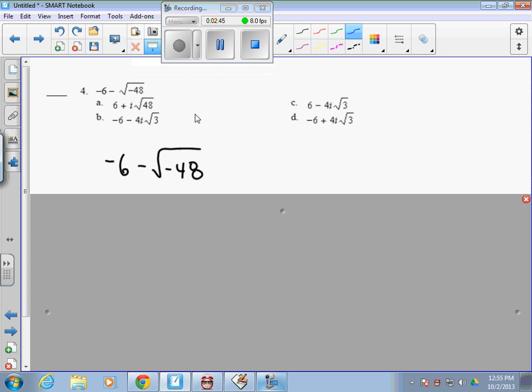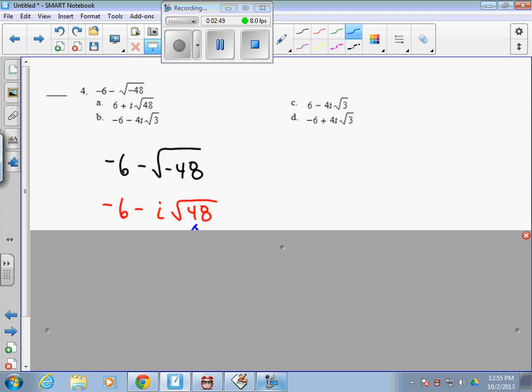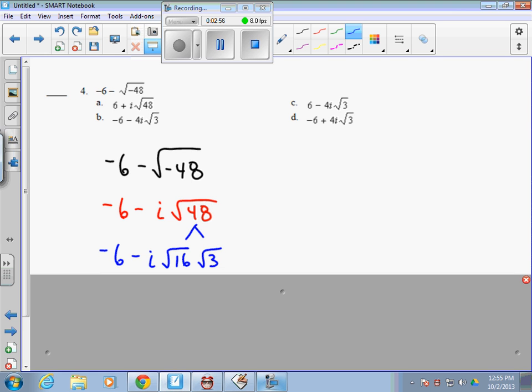Negative 6 minus square root of negative 48. Again, get rid of the negative value under the radical by multiplying it by i. So negative 6 minus i times the square root of 48. Then break the square root of 48 down into 16 times 3.